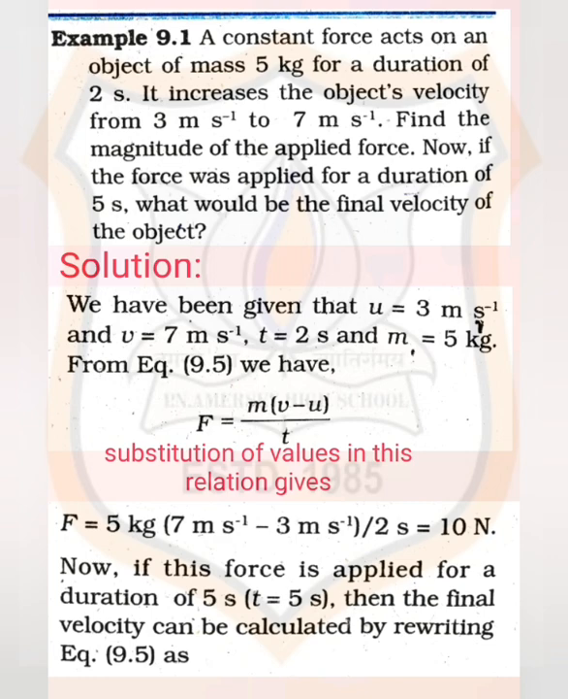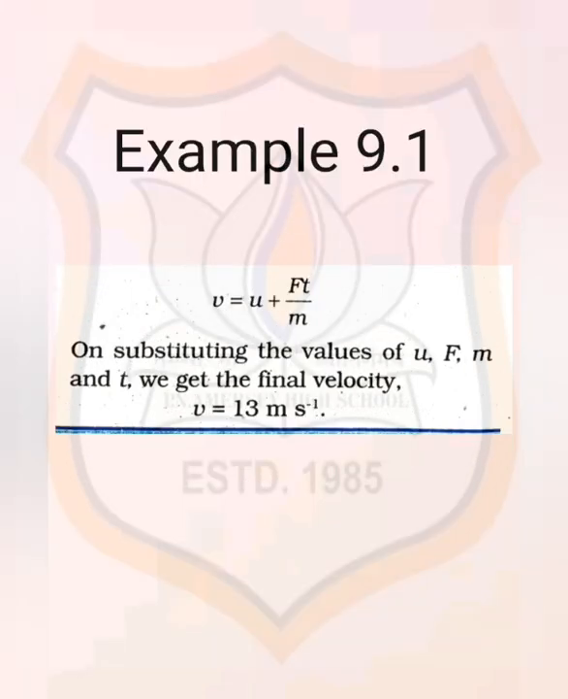Now if this force is applied for a duration of 5 seconds, that is t is equal to 5 seconds, then the final velocity can be calculated by rewriting this equation: v is equal to u plus ft upon m. Why have we taken v is equal to u plus ft upon m? Because they are asking for the final velocity.